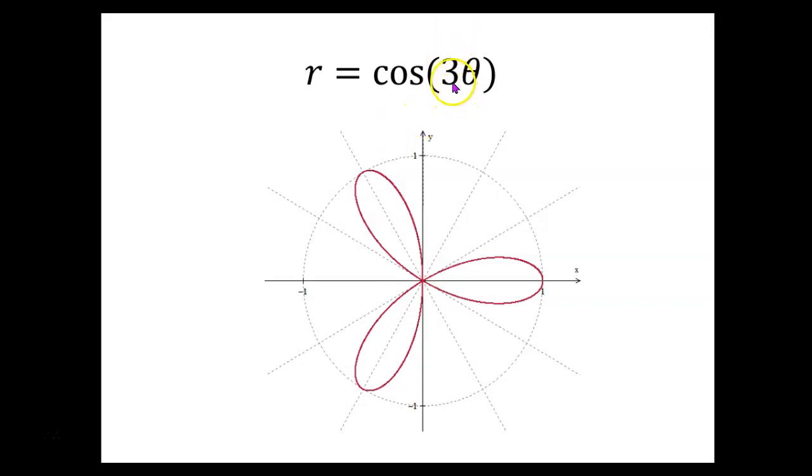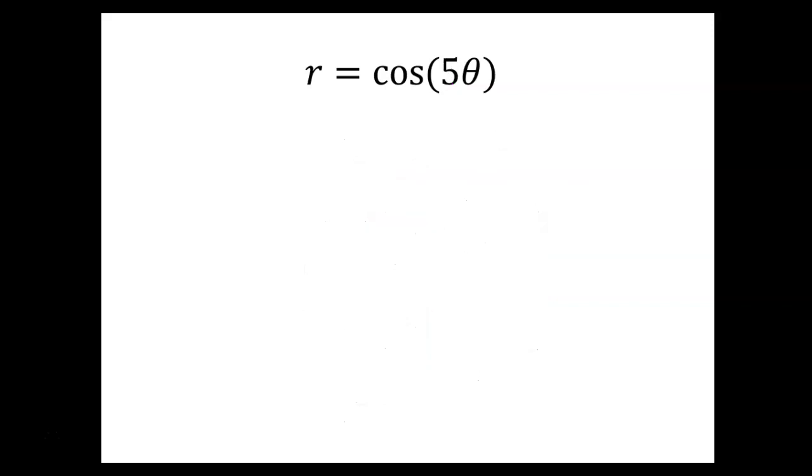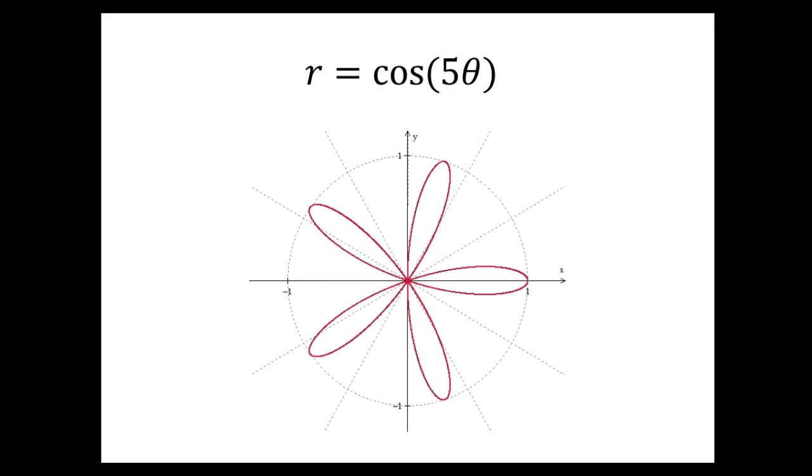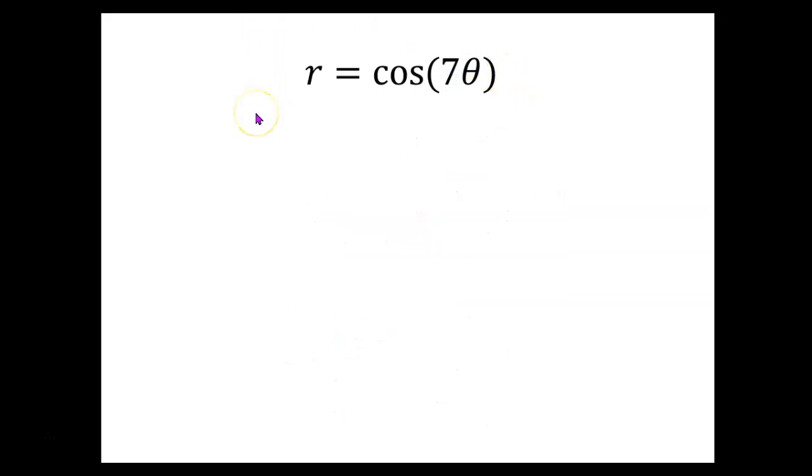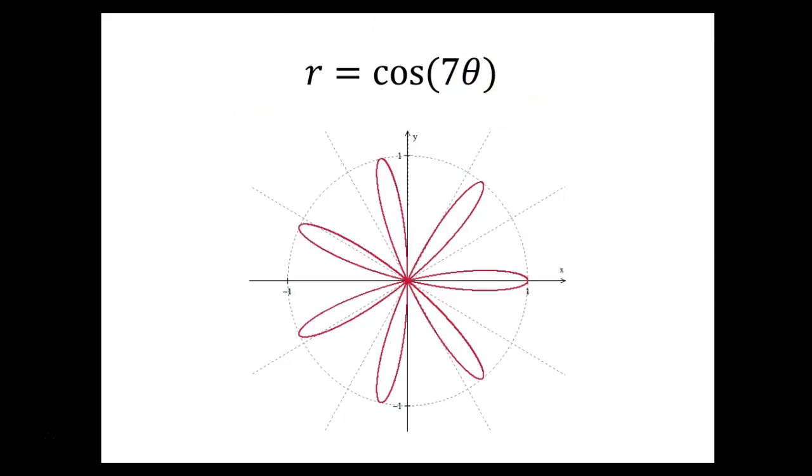Now, what do you think would happen if we changed this 3 to a 5? r equals the cosine of 5 theta. Well, if you guessed we were going to get 5 loops, you were correct. We have a rose curve with 5 loops. What if we do r equals cosine of 7 theta? Yes, that's right, 7 loops. And they do get skinnier, but we do have 7. If we went around and traced out all the loops, they would all happen as theta went from 0 to pi, and then from pi to 2 pi, we get the whole thing again.